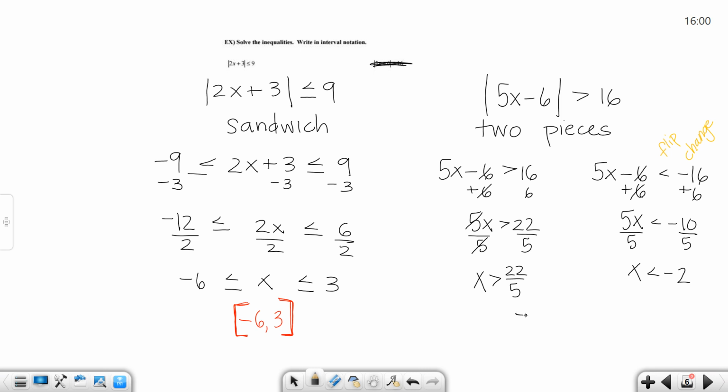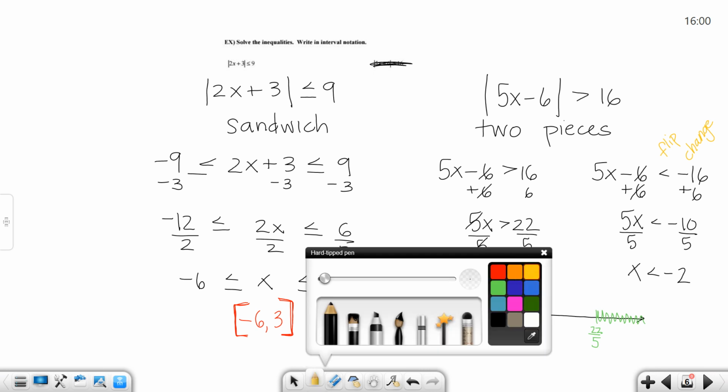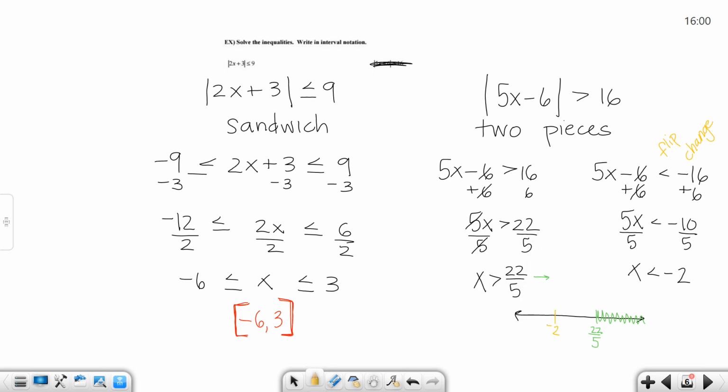So if we wrote this in interval notation, or drew it out, 22/5 we'll put here. It's a little bit more than 4. From the 22/5 I notice I'm shading in this direction because it's greater than 22/5. Okay, let me also put my negative 2 on the number line. From negative 2 you see it's pointing toward the left. Numbers less than negative 2 would look like this. So writing your answer in interval notation, it would start at negative infinity and go to negative 2. Now you'll notice the negative 2 doesn't have a bar under it, so this lets me know this one's going to use parentheses.